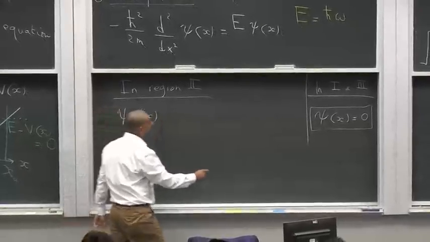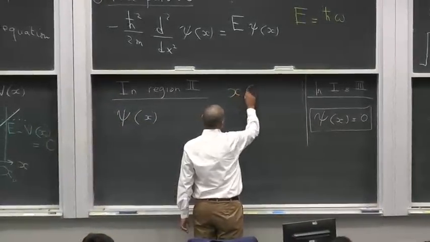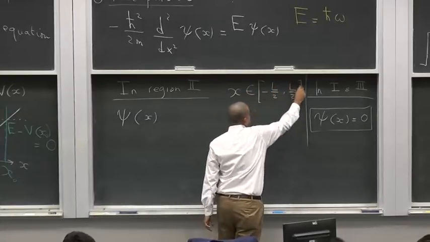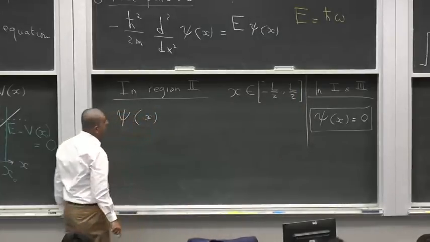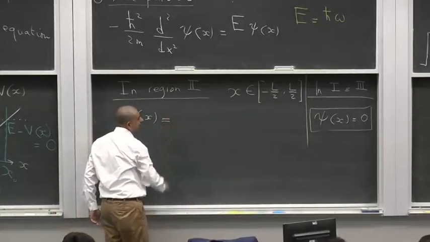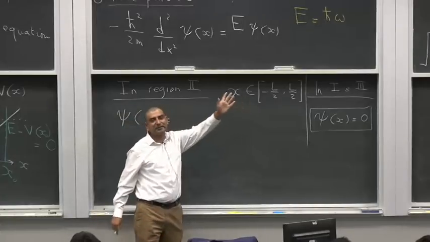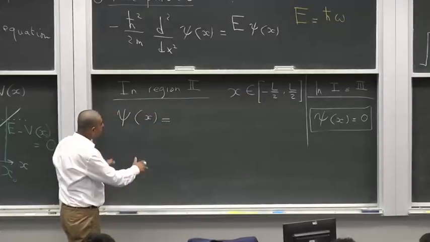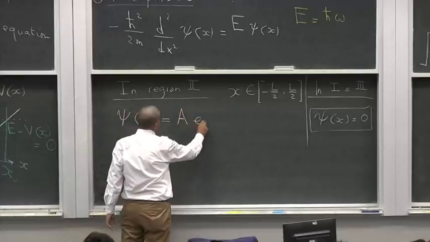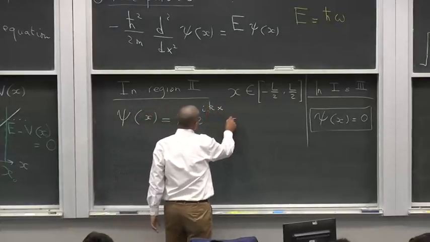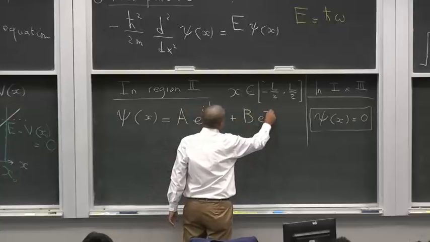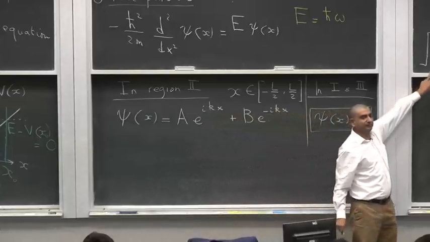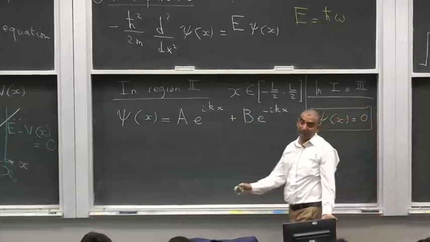So x is now between minus L by 2 and L by 2. So psi of x, I'm taking lots of symbolism for granted here because you'll understand what this is. Inside this region psi of x is simply a e^(ikx) plus b e^(-ikx), where k is given by this. And we don't know the energy of the particle as yet.